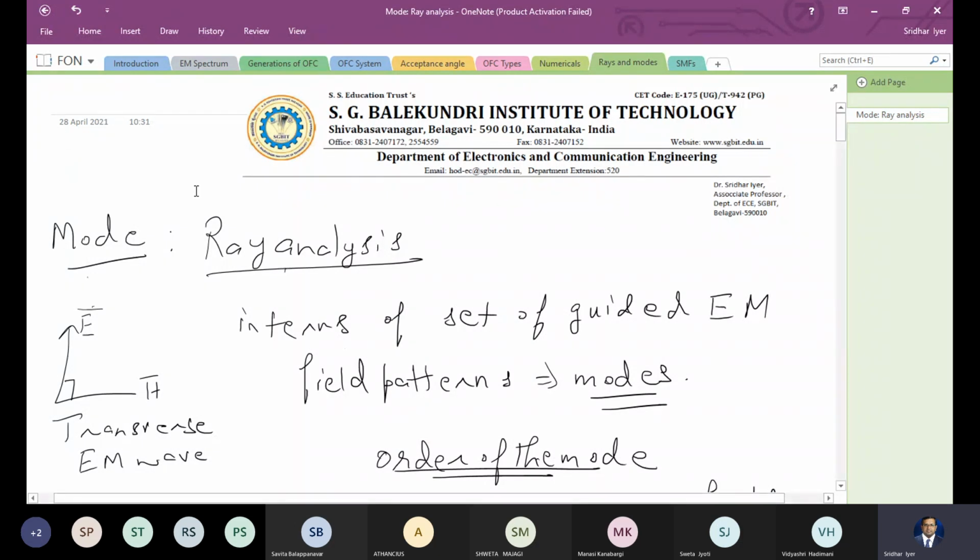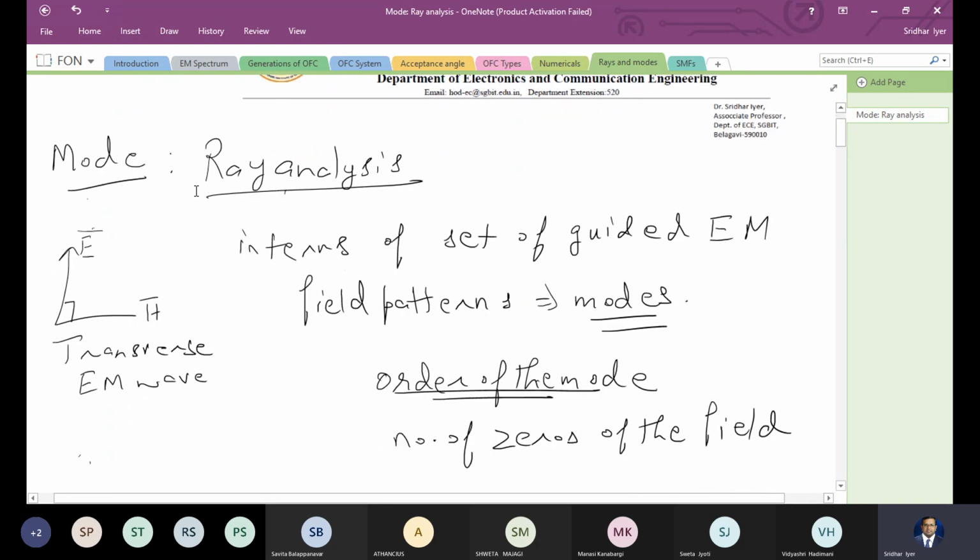So we had already discussed the types of OFCs, which are the single mode fiber or multi-mode fiber, if we want to separate them in the form of modes, or step index fiber and gradient index fiber, if we want to separate them with regard to the refractive index, right? So for doing this segregation, we need to understand what is mode if we want to talk about single mode and multi-mode fiber. So that's what we discussed yesterday.